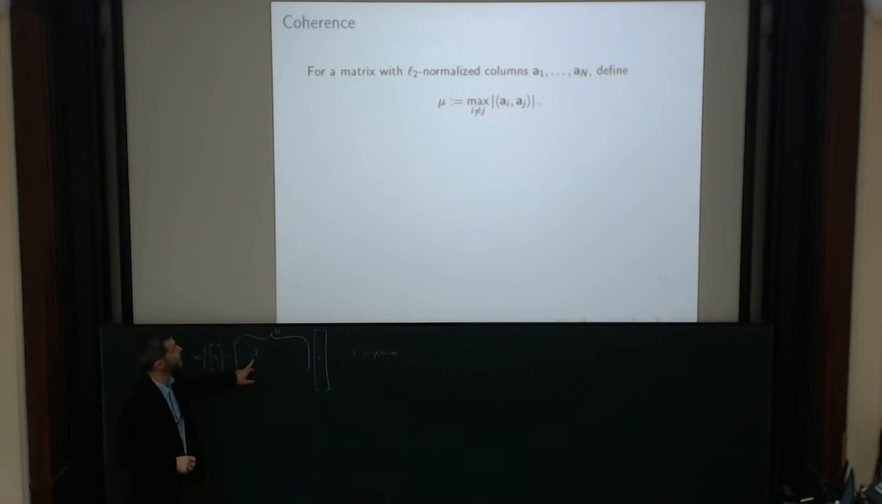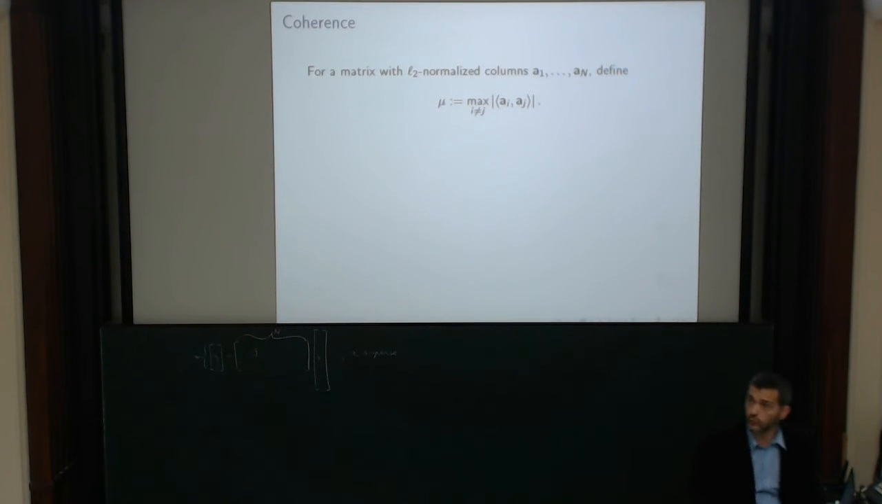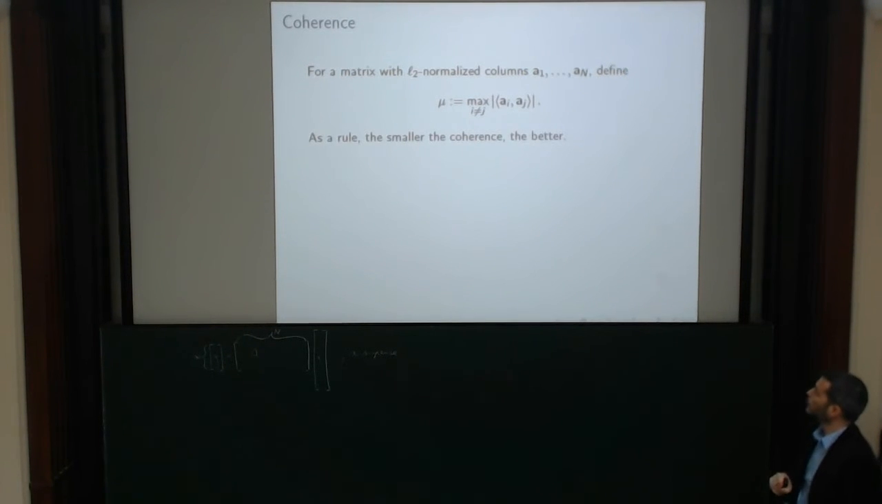So we assume that our matrix A has L2-normalized columns, so the Euclidean norm of each column is equal to 1. If that is not the case, we can always pre-process A so that it becomes true. And the coherence is a measure, if you wish, of the almost orthogonality between columns. So it's the inner product of column i with column j that we look at in magnitude, and we look at the maximum over all pairs i and j. Now, recall that this is not a square matrix. If it was a square matrix, that would be zero for orthogonal matrices. But here, it cannot be equal to zero. However, as a rule, small coherence is good for compressive sensing, and we will see why.